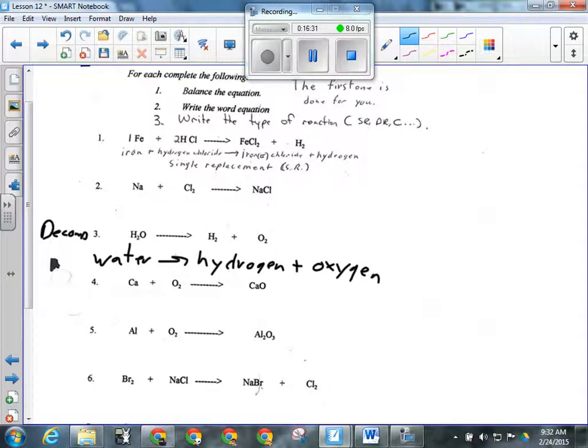Now for the balancing part. Hydrogen's already balanced, but oxygen is not. There's 2 oxygen on the product side, and there's only 1 over here. So in order to make that work, I've got to make more water. So I've done that, but that now gives me 2 times 2 is 4 hydrogen atoms, so I need a 2 here in order to make that work. Does that make sense? Any others? Yep, which one?